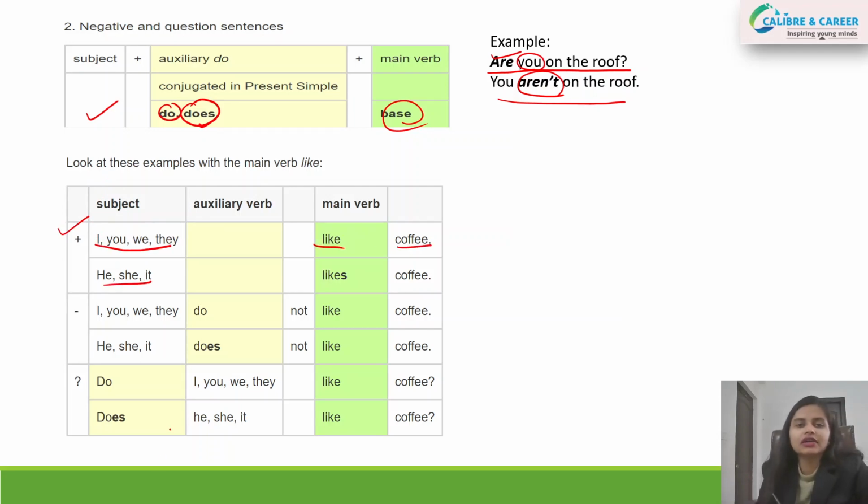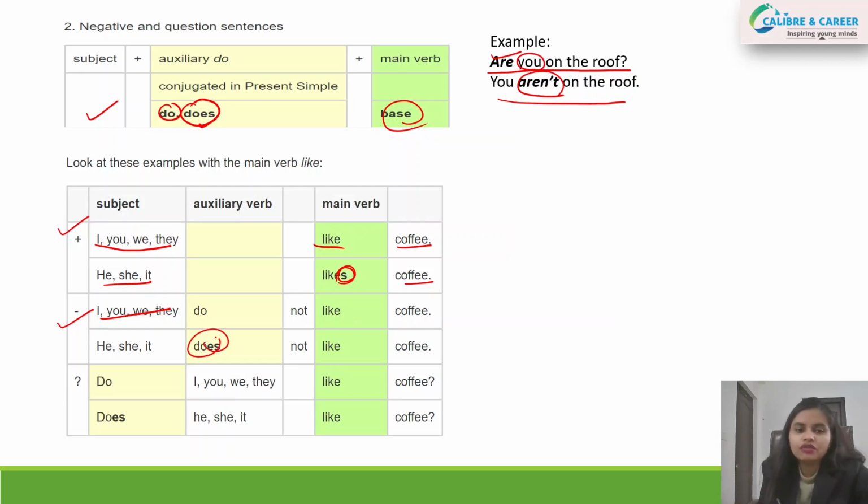Now for he, she, it, likes, the s will come. He likes coffee, she likes coffee, or it likes coffee. For I, you, we, they, in negative sentences you will see, I do not like coffee, or he does not like coffee. He does not, she does not.